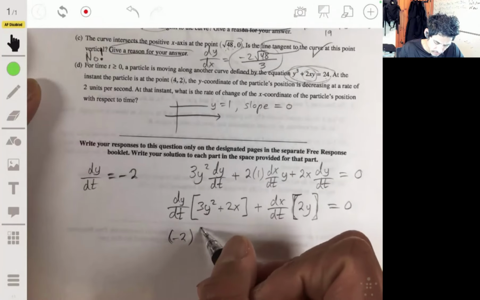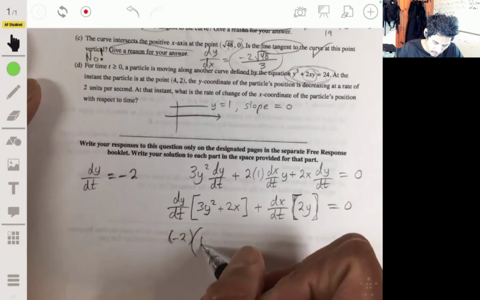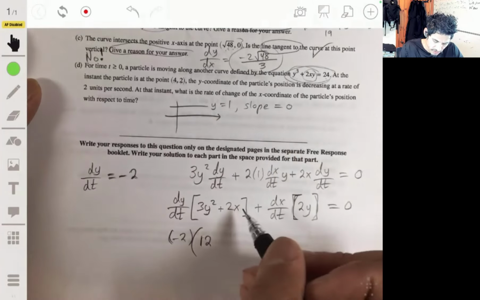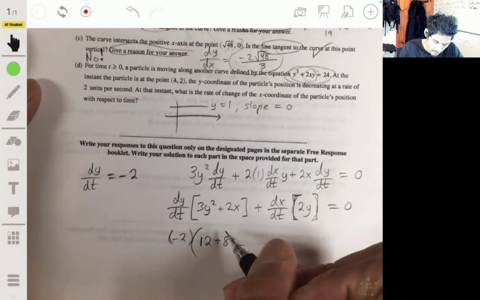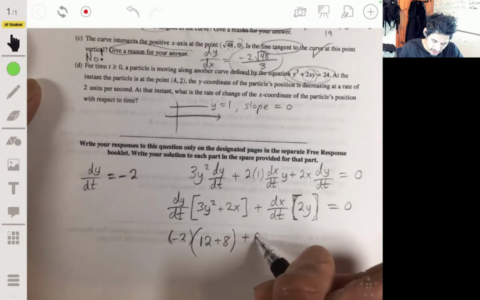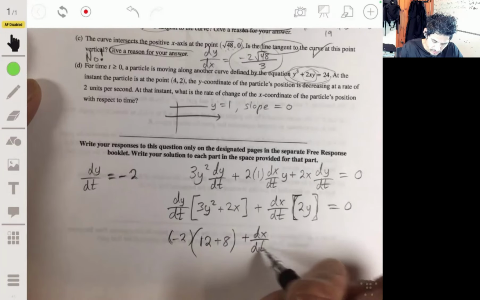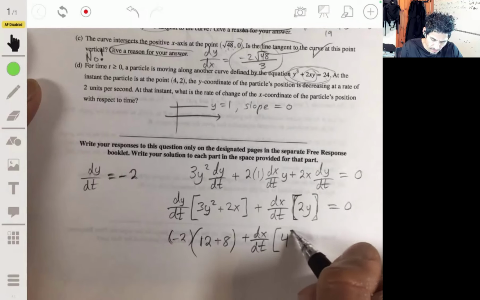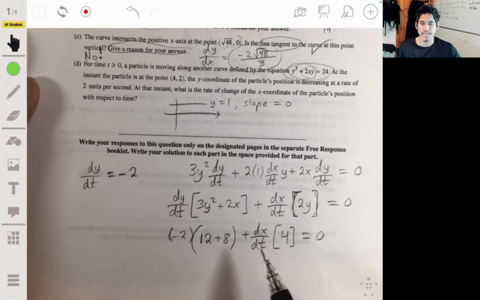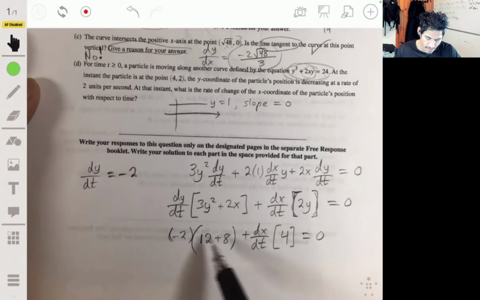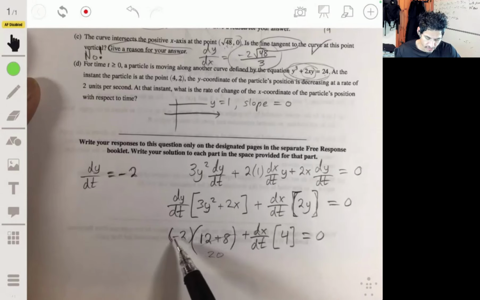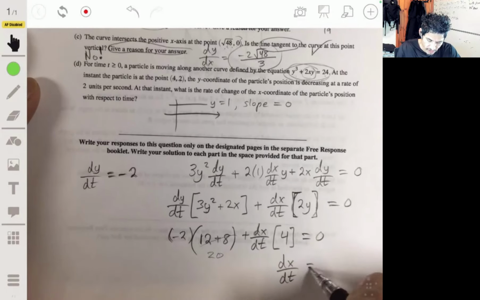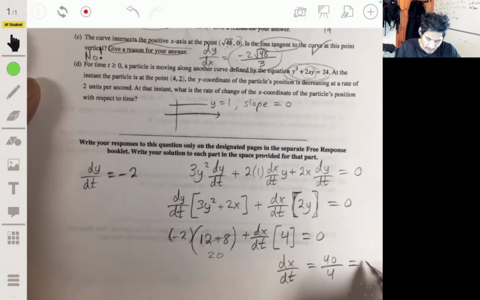So let's plug in those values. Y is 2, so we get 3 times 4, 12. X is 4, so 2 times 4, 8. Then we're solving for dx/dt, so let's leave it as is, and 2 times 2 is 4, equals 0. Now it just becomes an algebra equation where we're solving for dx/dt. This becomes 20, minus 40, add the 40, and then divide by 4. So we get 40 over 4, and we get 10.